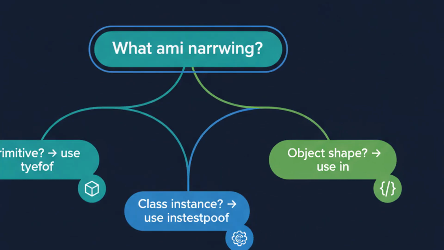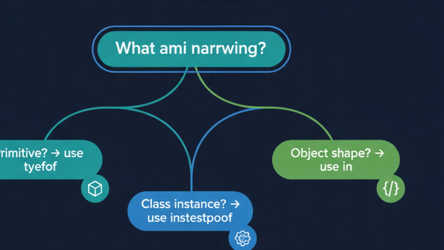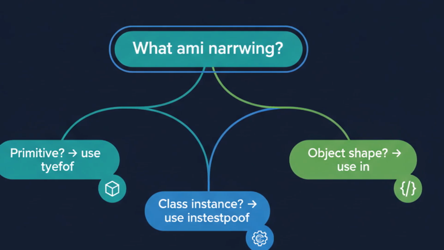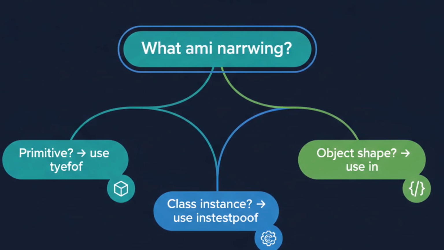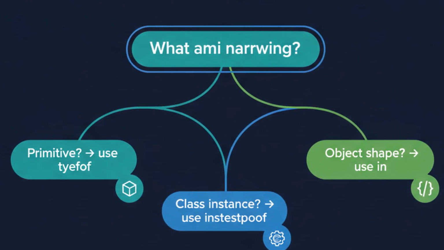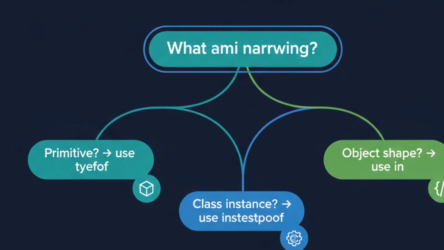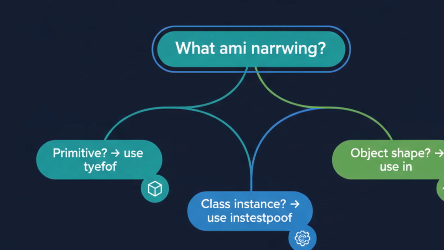So how do you pick the right guard? Here's the simple rule. Use typeof for primitives. Strings, numbers, booleans. Use instanceof for class instances and built-ins like Date or Error. And use in for plain object shapes that have different properties. Keep this mental map handy and 90% of your narrowing decisions become automatic.